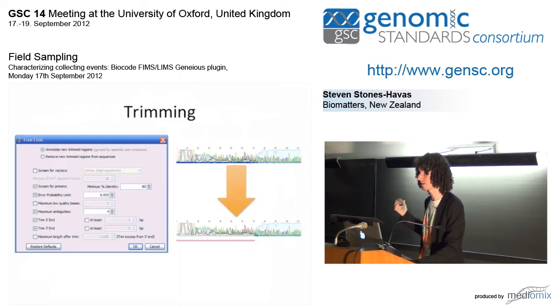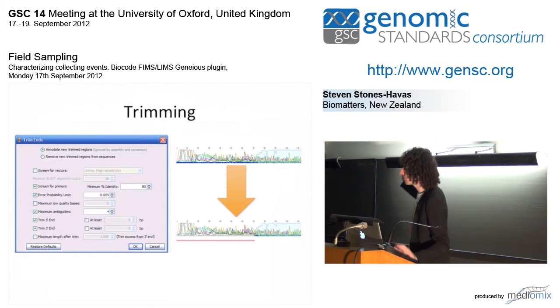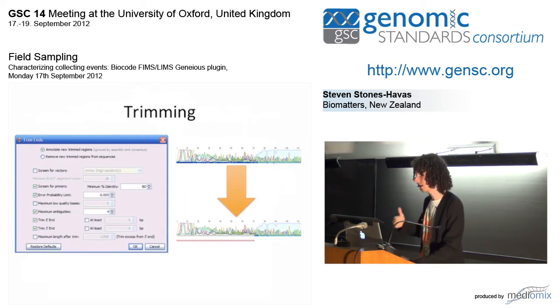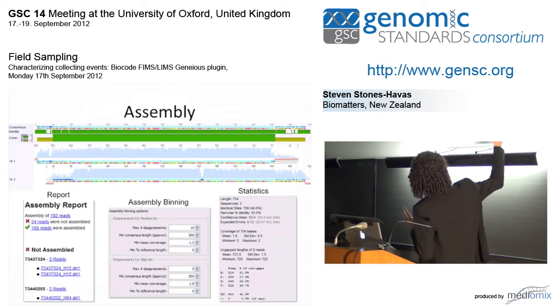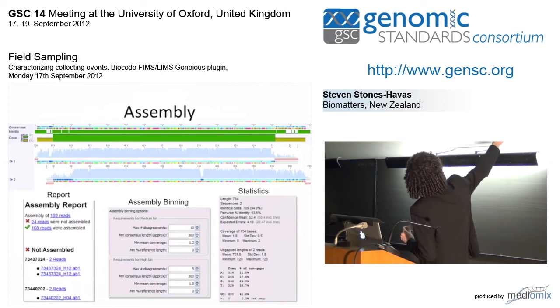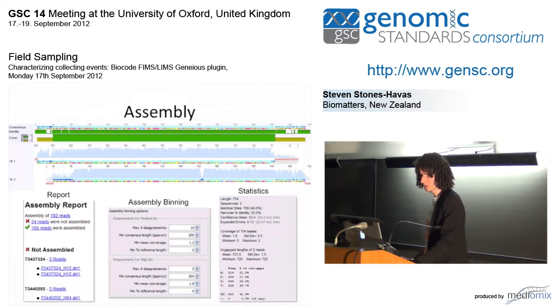We also have automated algorithms like for sequence assembly and for trimming. And we don't get rid of the trimmed data from the ends of the sequences. We just mark them as trimmed, which means that if you come later and want to refine your parameters, you can actually recover that data. And when you finish trimming, you can assemble your sequence using the algorithm parameters there. And you get a report that is stored back in the LIMS.